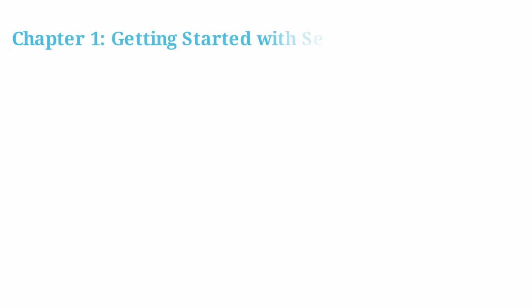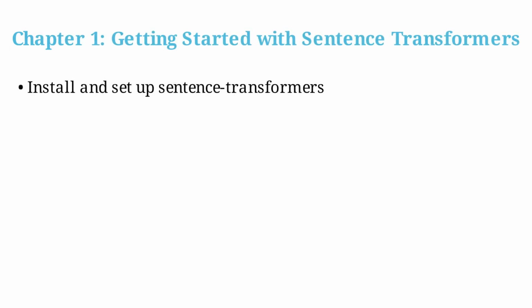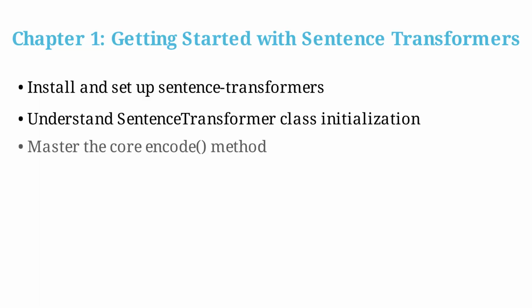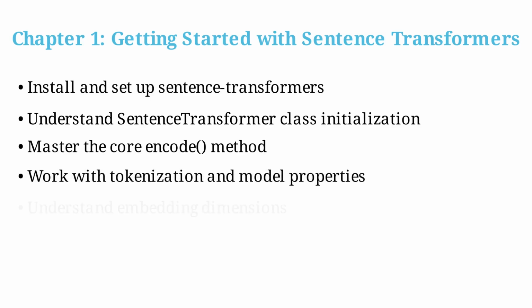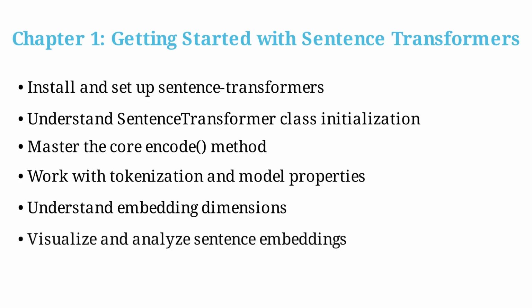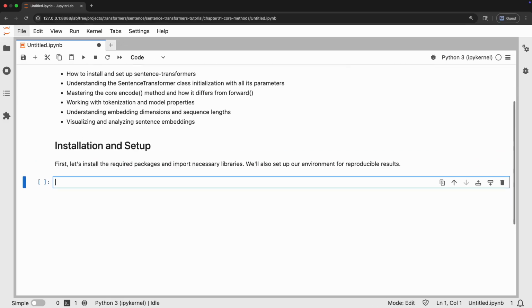Welcome to Chapter 1, Getting Started with Sentence Transformers, Core Methods. In this comprehensive tutorial, we're going to explore the fundamental building blocks of the sentence transformers library. We'll learn how to install and set up sentence transformers, understand the SentenceTransformer class initialization with all its parameters, master the core encode method and how it differs from forward, work with tokenization and model properties, understand embedding dimensions and sequence lengths, and visualize and analyze sentence embeddings. By the end of this tutorial, you'll have a solid foundation for working with sentence embeddings in your natural language processing projects. Let's start by setting up our environment.